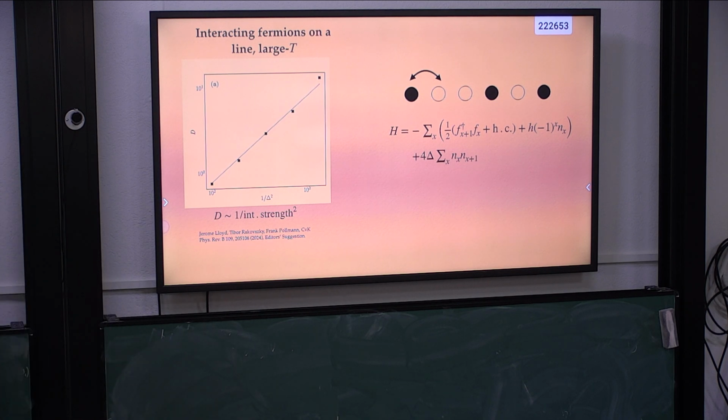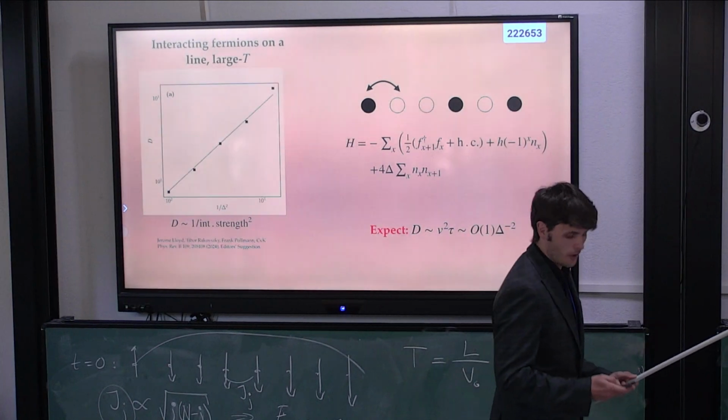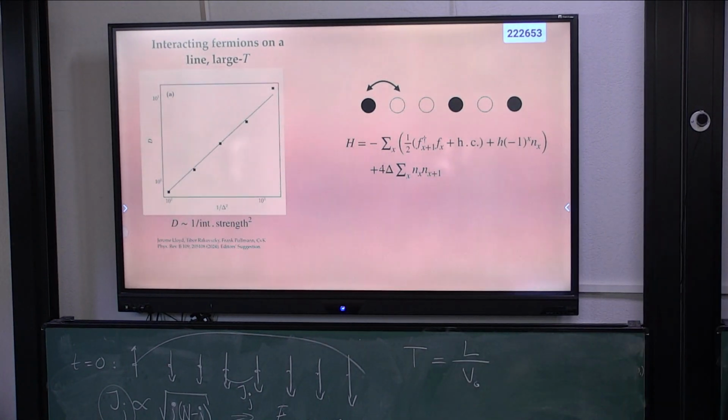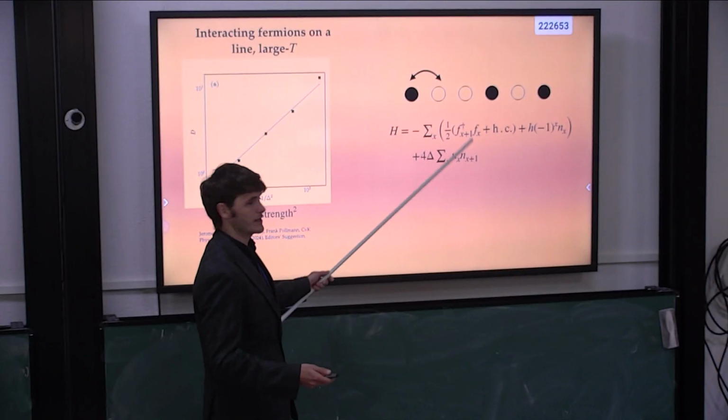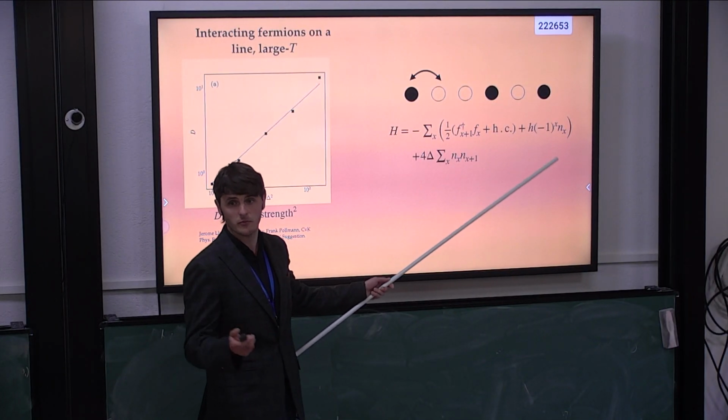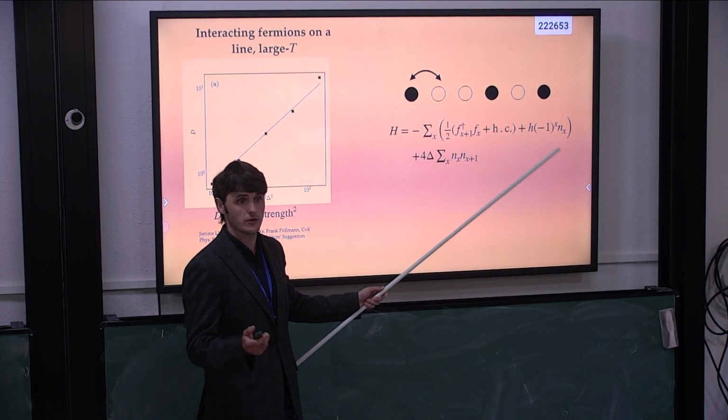And one thing in particular gave us pause for thought. I should explain the model. The model we used here was weakly interacting fermions in the ladder with some weak staggering to make sure that the model is non-integrable. Okay.